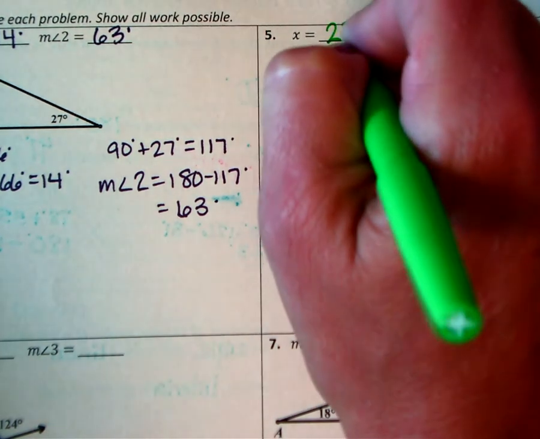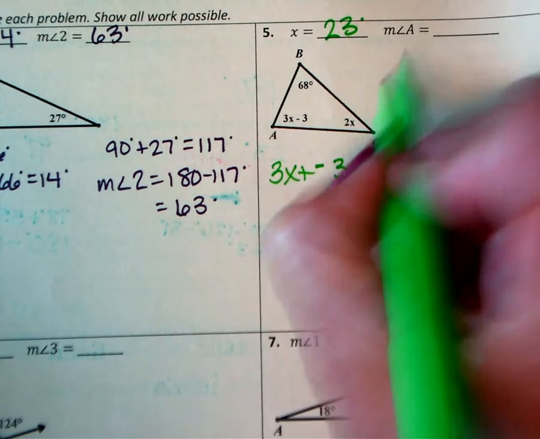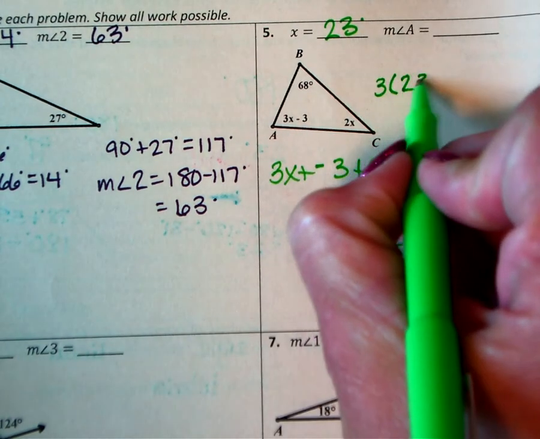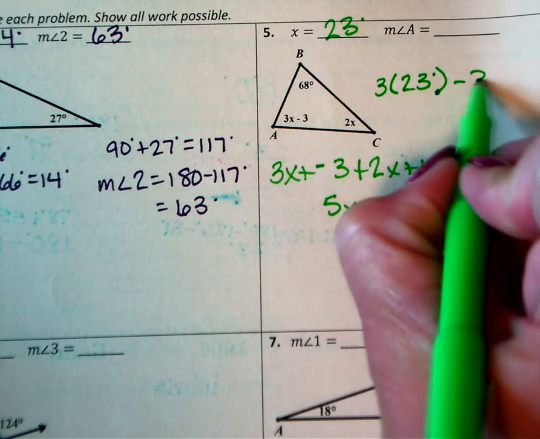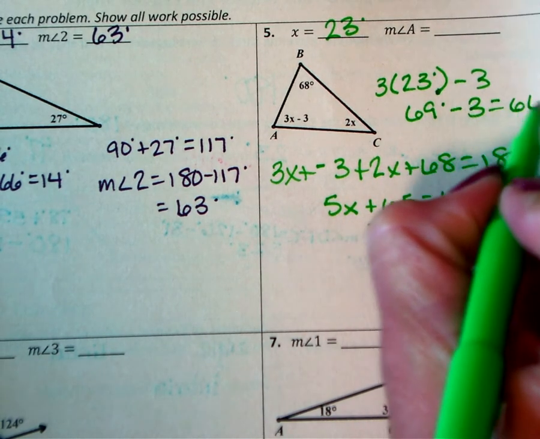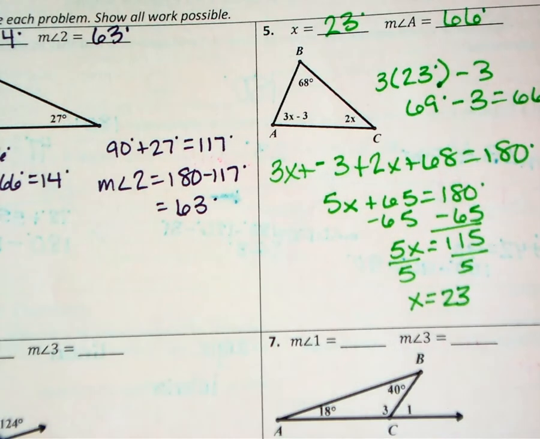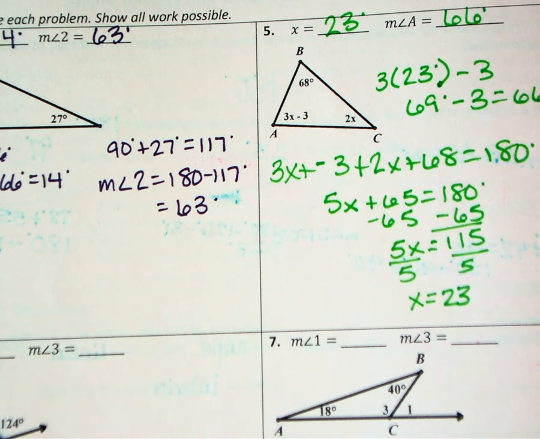So we get x is 23 degrees. And then it asks for the measure of angle A, which is 3x minus 3, which is 3 times 23 degrees, or 69 degrees, minus 3. That tells me that angle A is 66 degrees. So again, once you get the terminology down, it's back to those algebra skills, really.